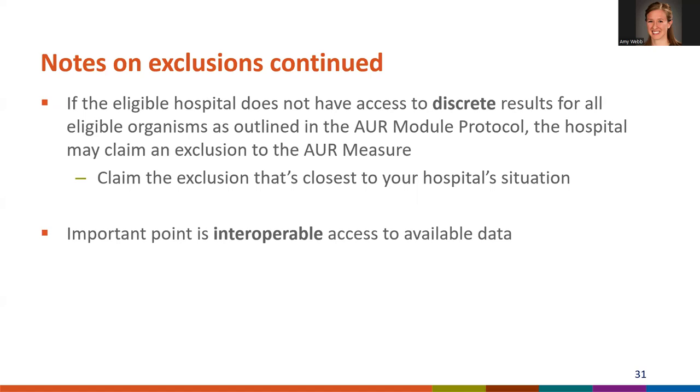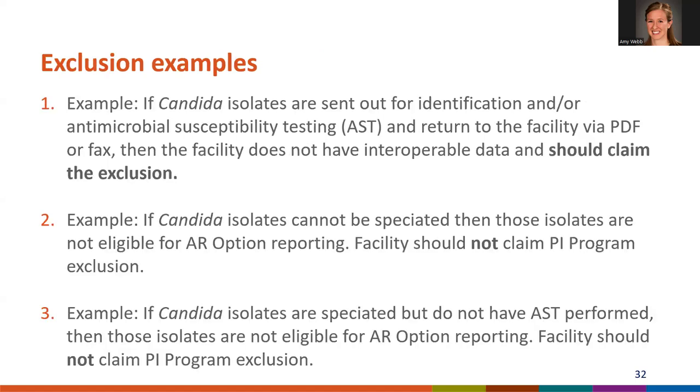The most important part to remember is that the PI program goal is interoperable access to available data. So if you don't have interoperable access, like you can't reuse essentially the data that are coming back from that external lab because it's in a fax, for example, then that's not interoperable, and therefore you would need to claim the exclusion. Okay, let's talk about some examples.